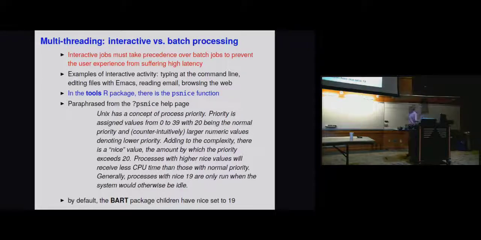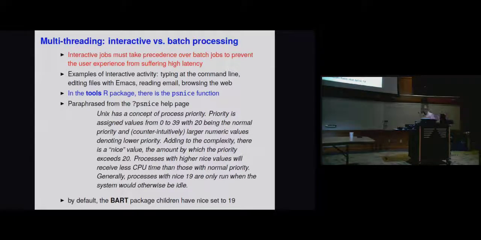But in the tools package, there's a psnice function, and I'm just going to paraphrase from the psnice help page. Unix has a concept of process priority. Priorities assign values from 0 to 39, with 20 being normal. Counterintuitively, larger numeric values denote lower priority. Adding to the complexity, there's a nice value, the amount by which the priority exceeds 20. Processes with higher nice values will receive less CPU time than those with normal priority. Generally, processes with nice 19 are only run when the system would otherwise be idle. So it makes sense that in the BART package, when it creates children, their niceness is set to 19.